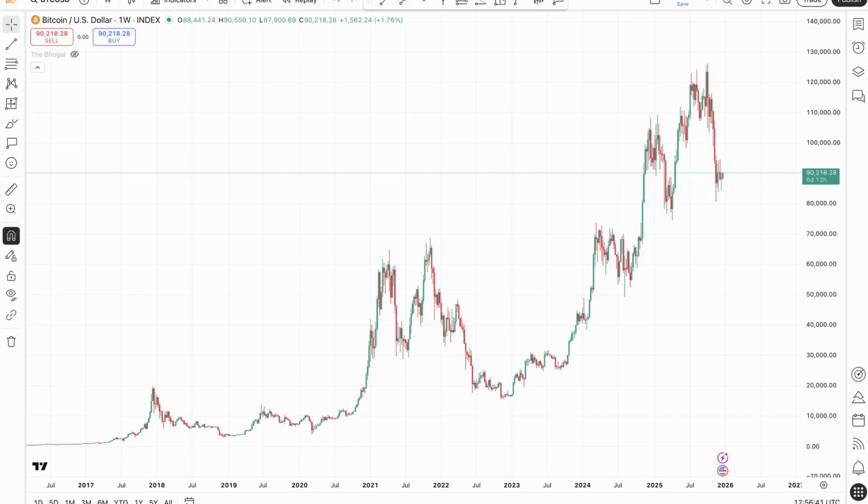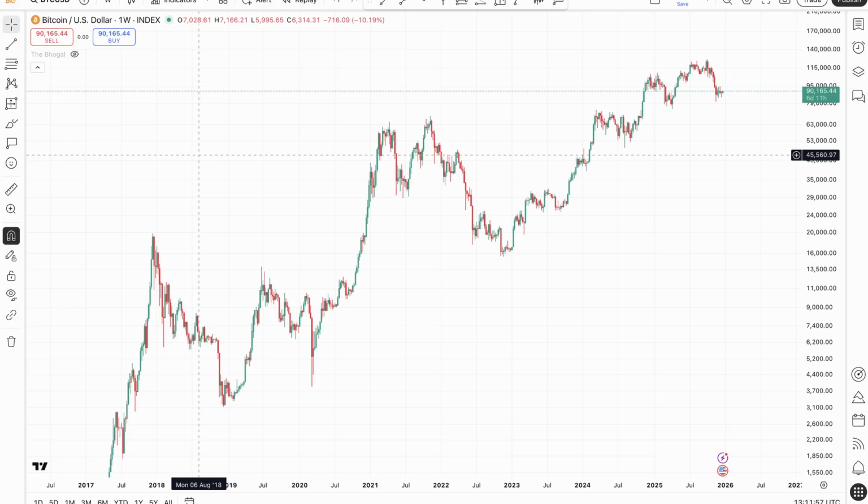Bitcoin is a perfect example of this. Over long time frames, Bitcoin doesn't move linearly, it moves exponentially. If you look at the linear chart, everything in the past gets compressed, and recent price action looks parabolic. On a log chart, the structure becomes much clearer and more consistent.